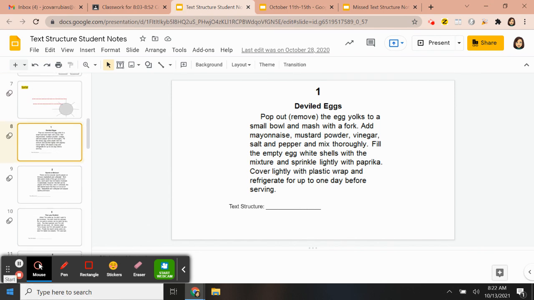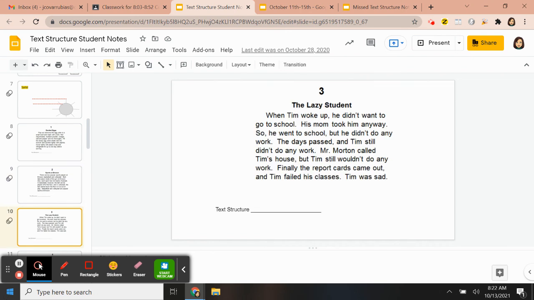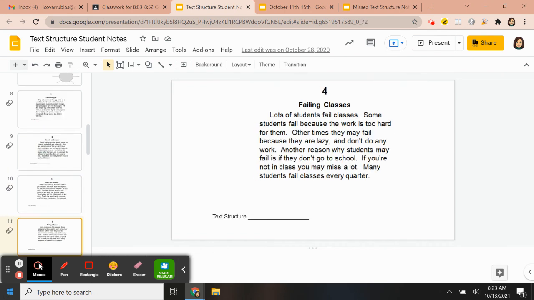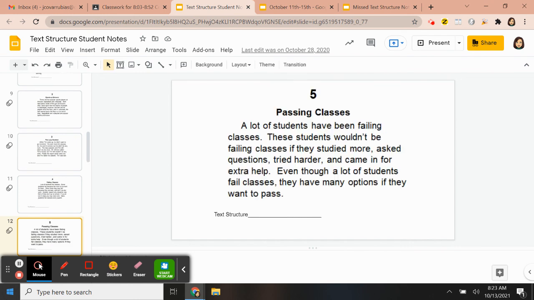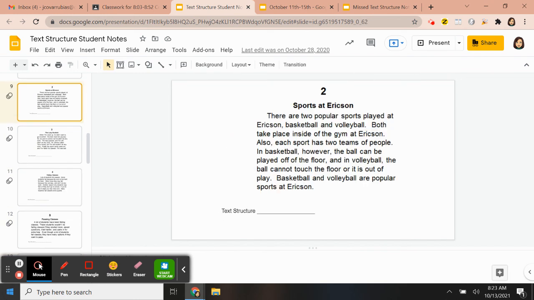Okay, so you're going to read this one about deviled eggs, type what you think the text structure is at the bottom. And then you're going to read this one about sports at Erickson, type what you think the text structure is. The lazy student, type what you think the text structure is. Failing classes, what do you think the text structure is? Passing classes, what do you think the text structure is? And then lastly, this one about this author's bedroom, what it looks like. Okay, what do you think that text structure is?